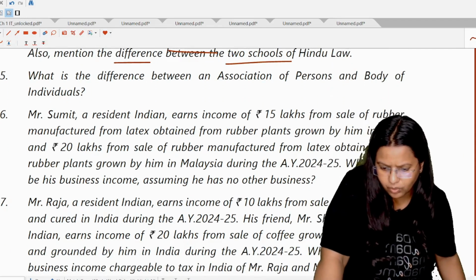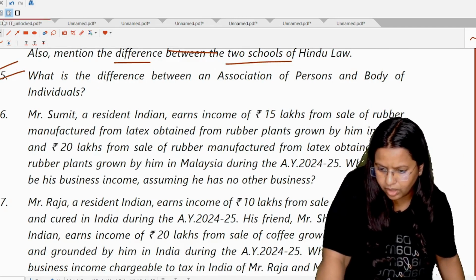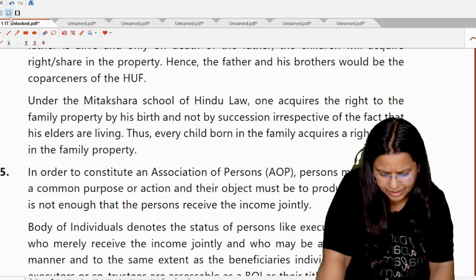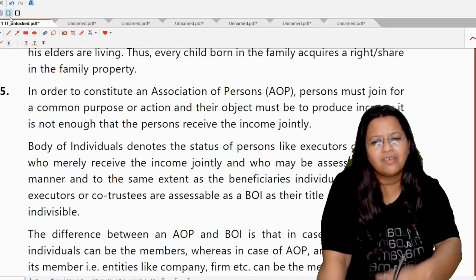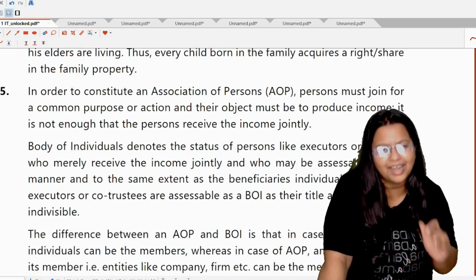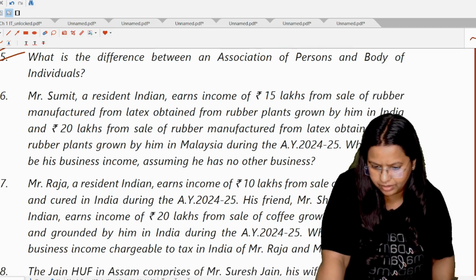Question number 5, what is the difference between an AOP and a BOI? Okay, the complete answer has been written in the ICAI study material, so just do it from there. We have already covered it in the class so many times. Okay, so not any kind of difficult question. I am not covering it here.